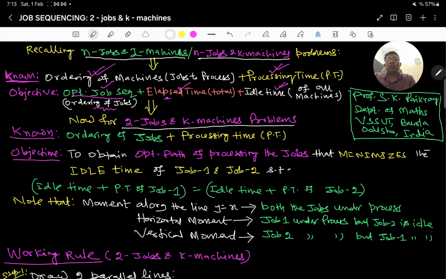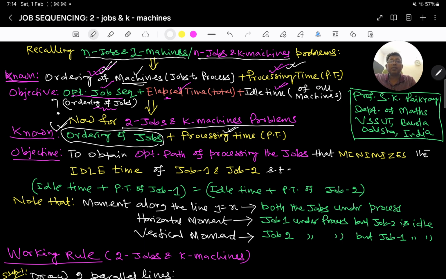In the earlier problem the ordering of the jobs is to be obtained, while here the ordering of the machines is known for each job. Likewise, the processing time is known in both cases. The difference is that here the ordering of the machines is known, and the ordering of the jobs is what we choose.